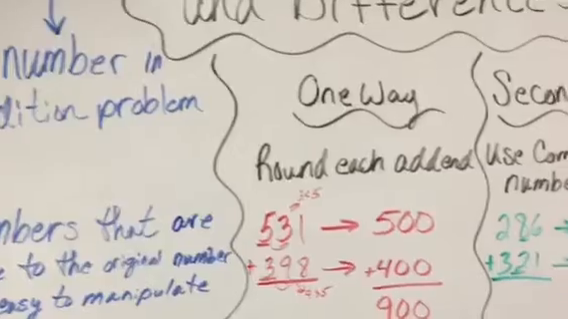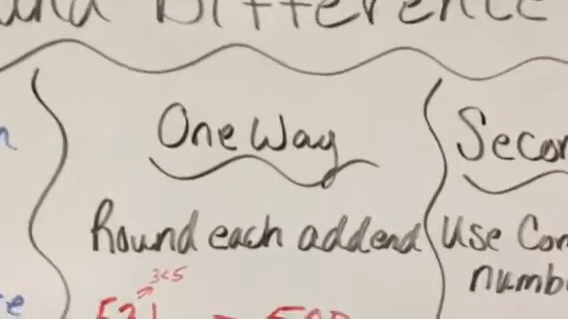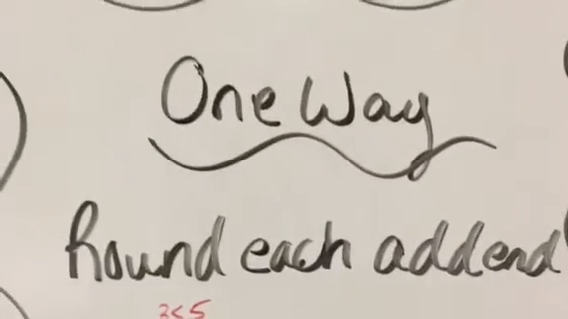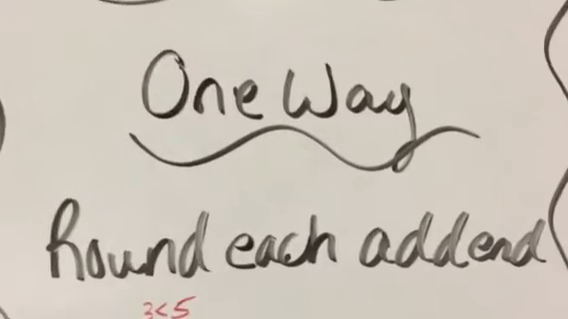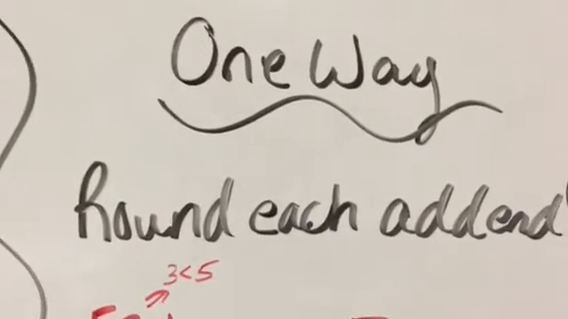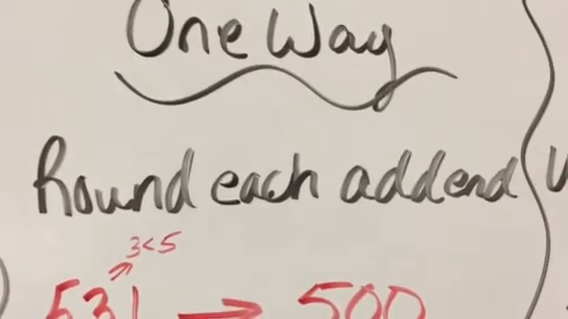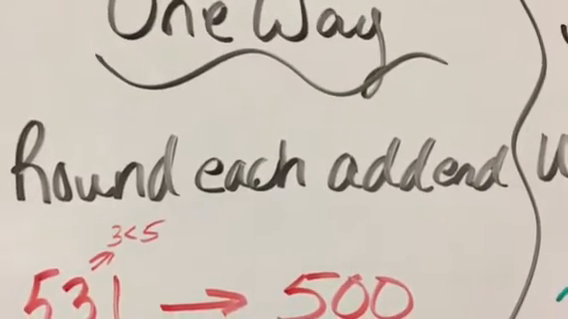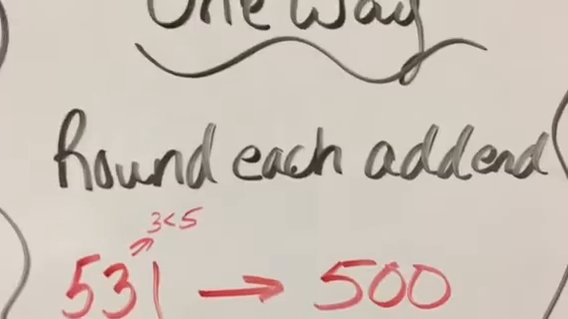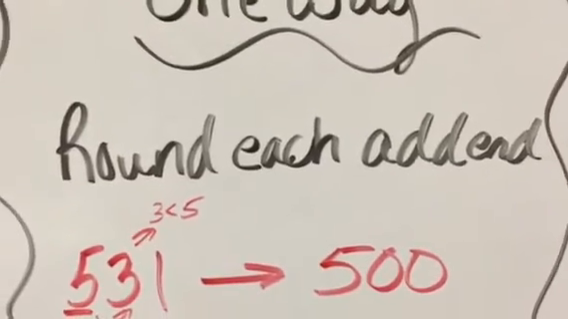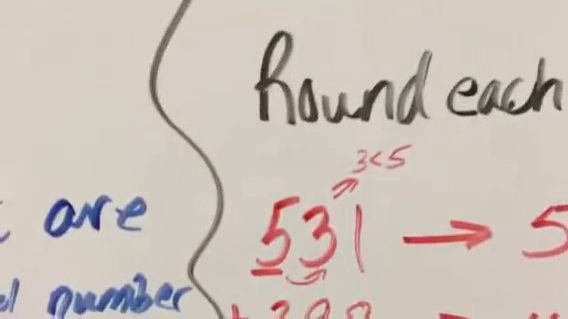Let's look at this a little bit more, starting with the first way, rounding each addend. Now it's really important that you round the addends and not your answer. Your answer will be rounded because of the addends, but you don't want to find the exact number and then round it. That's silly.